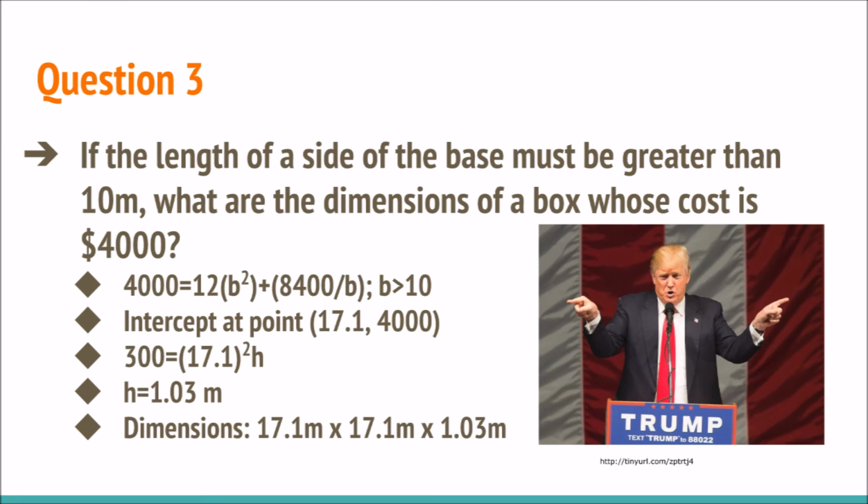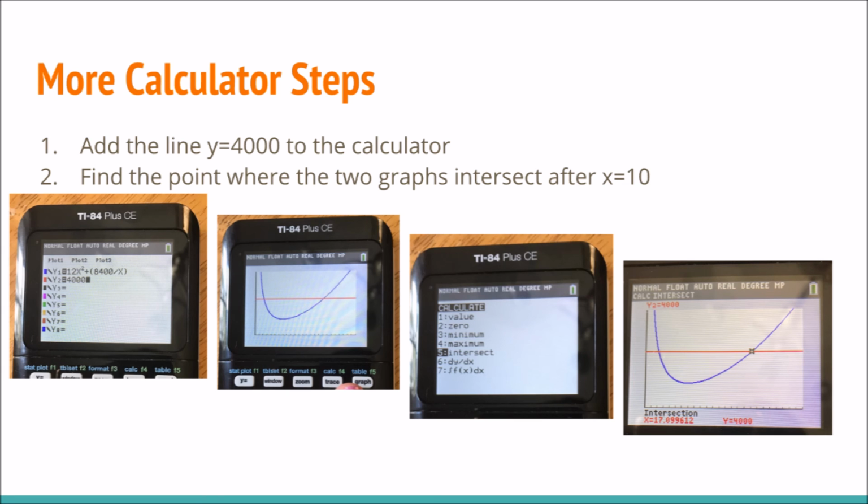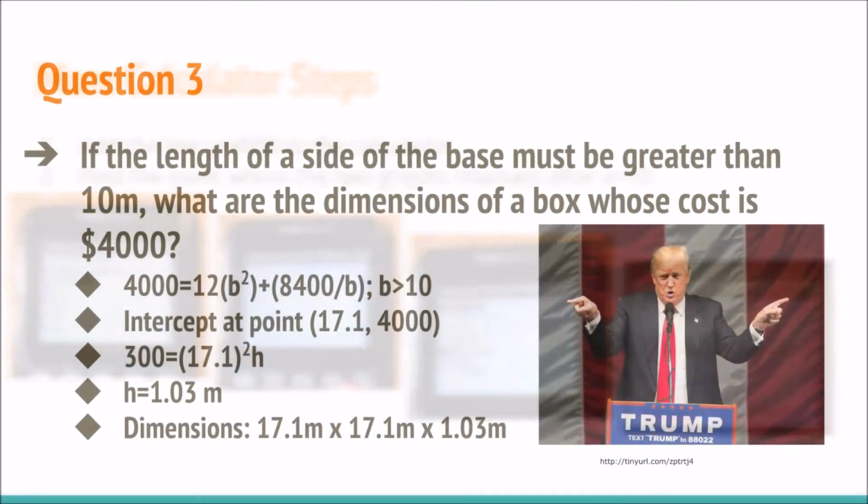I think the length of this box should be greater than 10 meters, but let's keep Mexico as an ally and make the cost relatively cheap, say $4,000. How strategic, Mr. President. You'll need to set y equal to $4,000 in your calculator. Next you'll need to graph these points and find the intersection with your x value greater than 10.